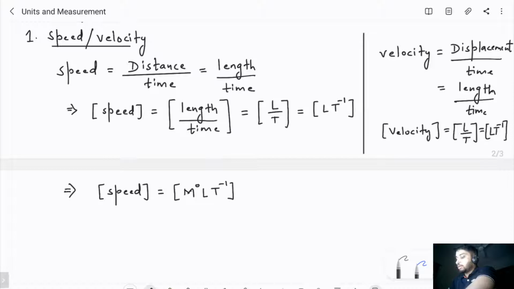Okay. So the dimensional formula for speed in standard form is M to the power 0, L to the power 1, T to the power minus 1. Same way the dimensional formula for velocity in standard form will be M to the power 0, L, T to the power minus 1.